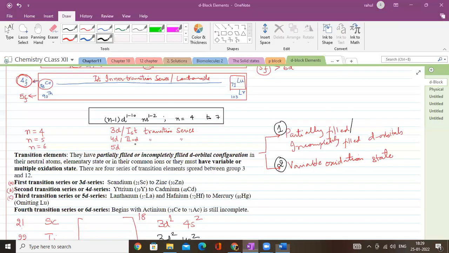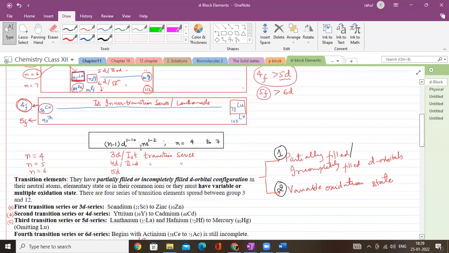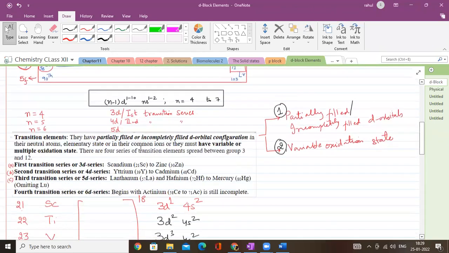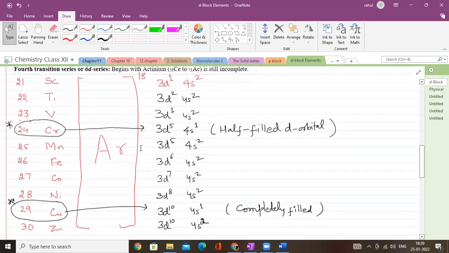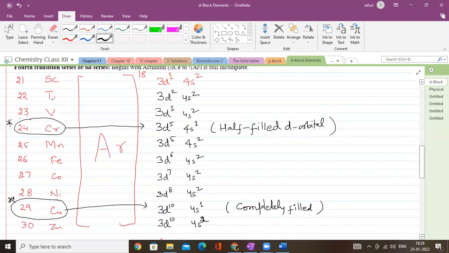Now let us take up the most important point right now, and that is the electronic configuration I was writing yesterday: scandium, titanium, vanadium, chromium, manganese, iron, cobalt, nickel, copper, and zinc. This is the 3d series where atomic number is 21, 22, 23, 24, 25, 26, 27, 28, 29, and 30. There are two exceptions in the 3d series. One is, of course, chromium, which has a half filled d orbital configuration. In the same way, copper, which is atomic number 29, has a completely filled d orbital configuration.